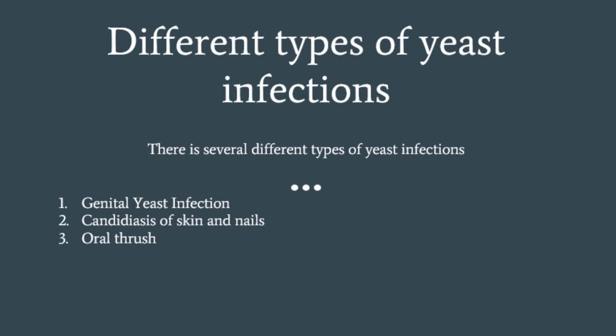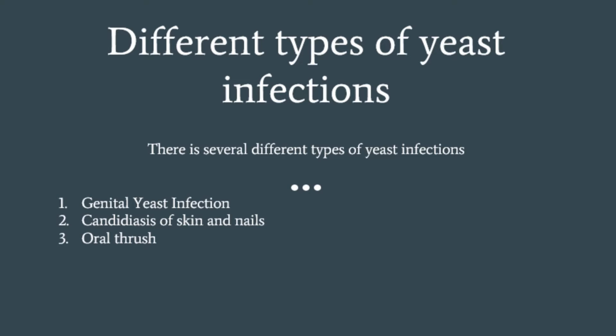So there are essentially three different types of yeast infections: genital yeast infections, candidiasis of skin and nails, and oral thrush. Vaginal yeast infections, obviously pertaining to females, are very common, but are rarely found in males also. Candida is naturally occurring in the vaginal area. Its growth is controlled by bacteria, but if there is an imbalance, it can lead to an overgrowth of yeast, which leads to the infection.